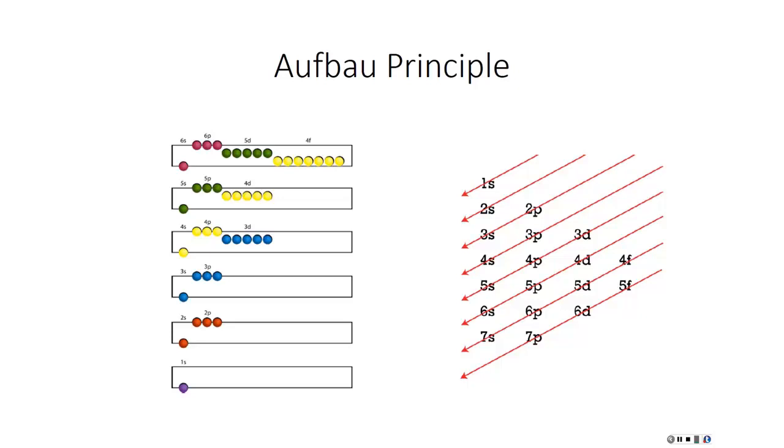So we continue on our lines. The next one is 3s. That's going to hold 2. So now we've got 10, 12. And then finally, 3p, 6. Okay, so it's 2 plus 2 plus 6 is 10, plus 2 is 12, plus 6 is 18.